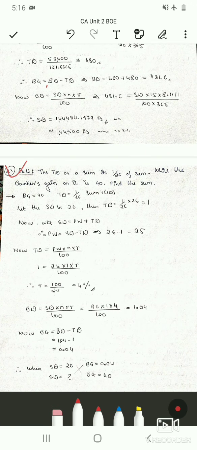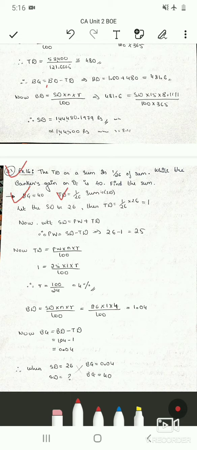So the 16th problem, it is an important problem. They have given that the true discount on a sum is 1 by 26th of the sum, while the banker's gain on it is 40. Find the sum. So in this question, the banker's gain is given, which is 40, and the true discount is 1 by 26th of the sum due.